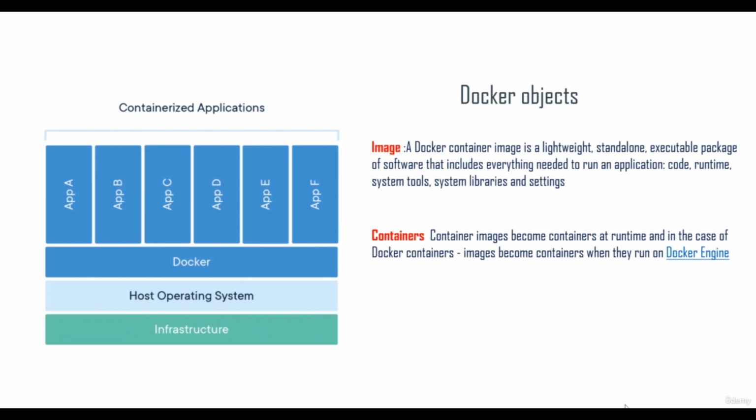Whenever an image is run, it's called a container. So an image becomes a container at runtime. In the case of Docker, images become containers when they run on a Docker engine. So that's one important thing to know: a running image is called a container.